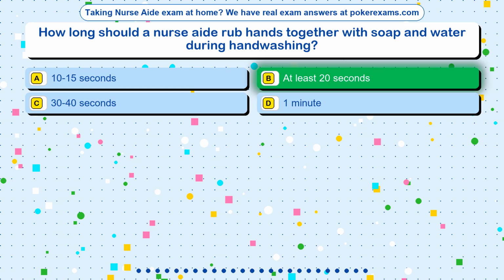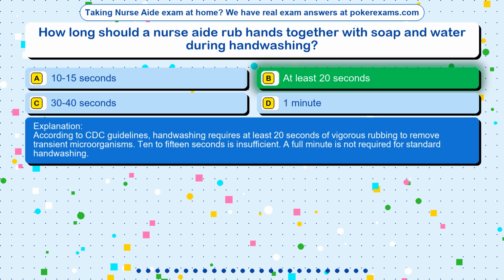The correct answer is option B, at least 20 seconds. According to CDC guidelines, hand washing requires at least 20 seconds of vigorous rubbing to remove transient microorganisms. 10 to 15 seconds is insufficient. A full minute is not required for standard hand washing.